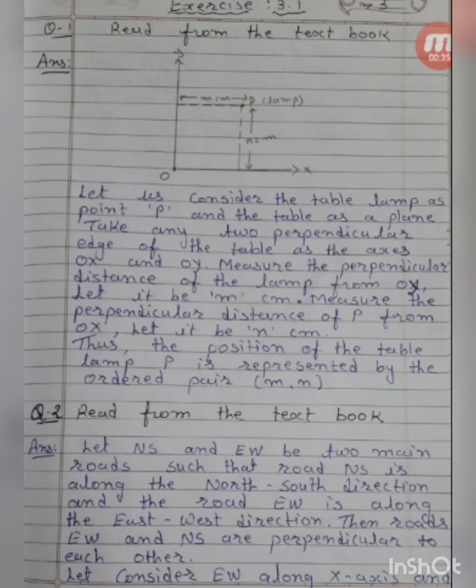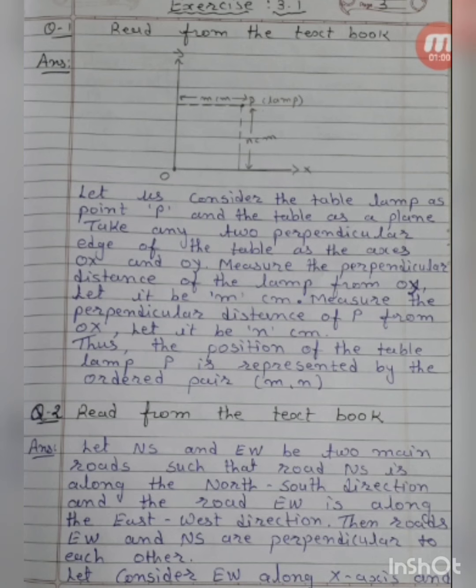Let us consider the table lamp as point P and the table as a plane. Take any two perpendicular lines, edges of the table, as OX and OY. Measure the perpendicular distance of the lamp from OY. Let it be m centimeters. And measure the perpendicular distance of P from OX. Let it be n centimeters.